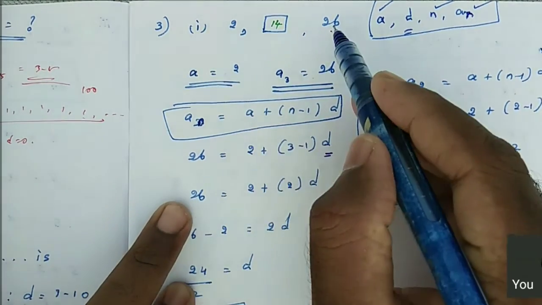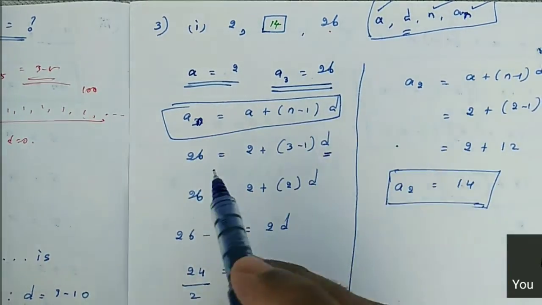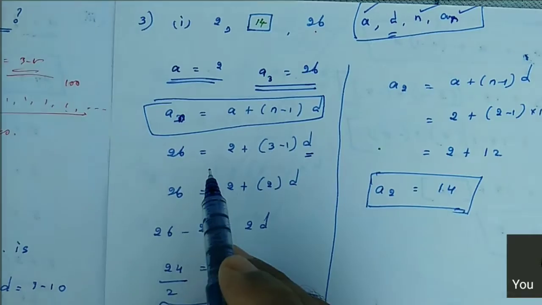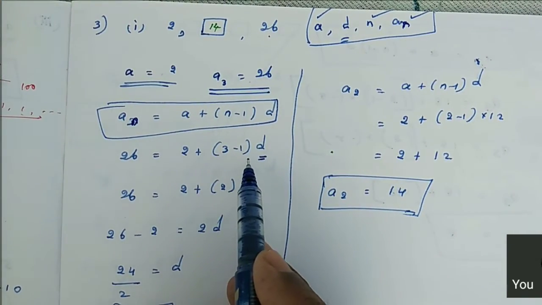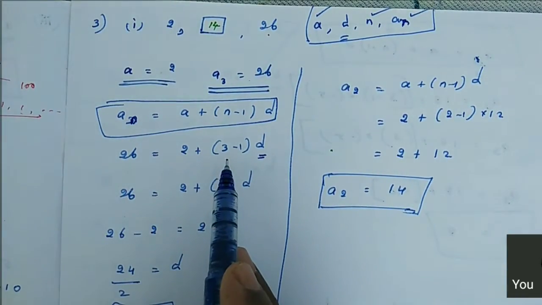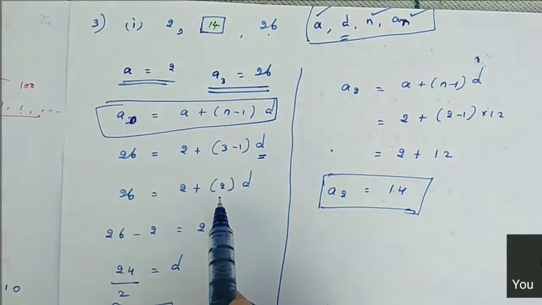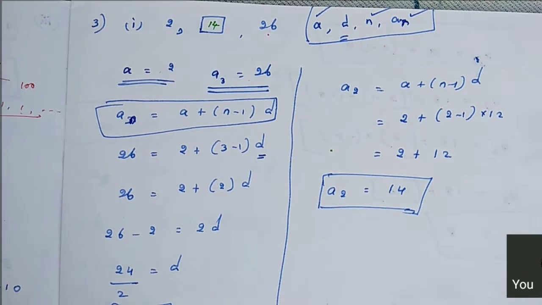The a value is here, the an value is here, and n is also here, it is 3. So I can use the nth term formula to find it. That is 26 equal to 2, the a value, the first term, plus 3 minus 1 into D. So 26 equals 2 plus, sorry, 3 minus 1 becomes 2. Then 2 into D becomes 2D.